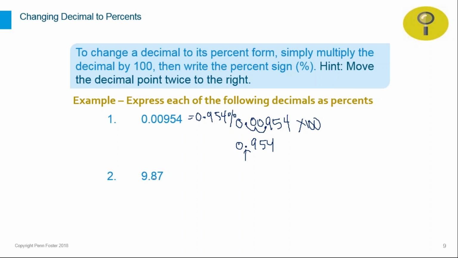The same way, 9.87, it's a decimal number. We want to represent that in terms of a percent. Then multiply times 100. Multiplying times 100 is equivalent to moving the decimal point twice to the right. 1, 2. So it's going to be 987 and a decimal point. Well, in that case, this is a whole number because the decimal point now is to the far right of the number. So simply our answer is 987%. Any questions?